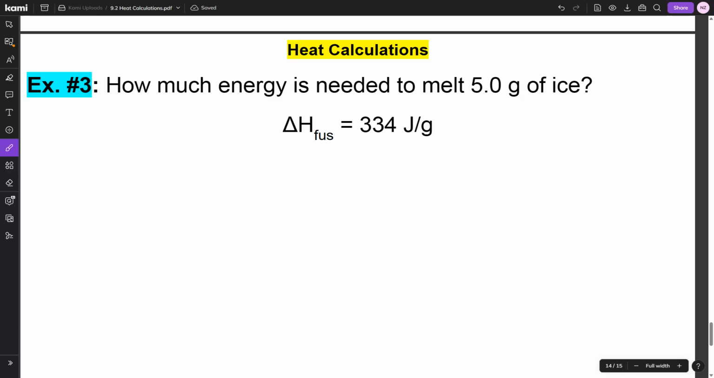So let's do an example. It says how much energy is needed to melt 5 grams of ice. And we're given all the information here. We're given that we have 5 grams of ice and we're given the heat of fusion.